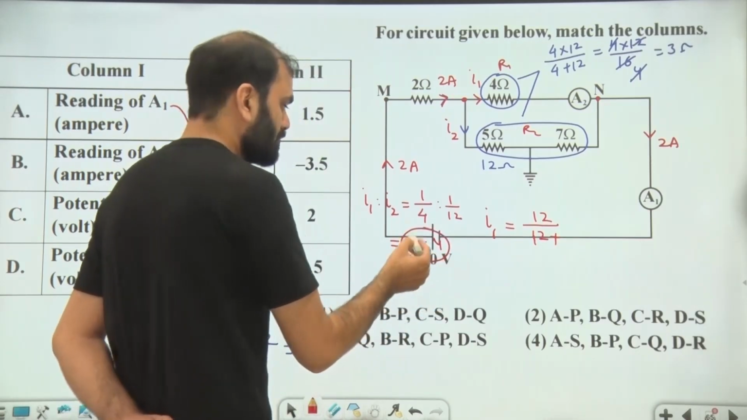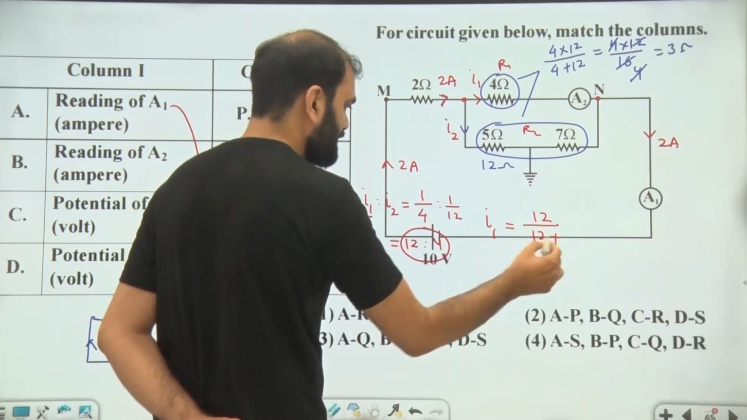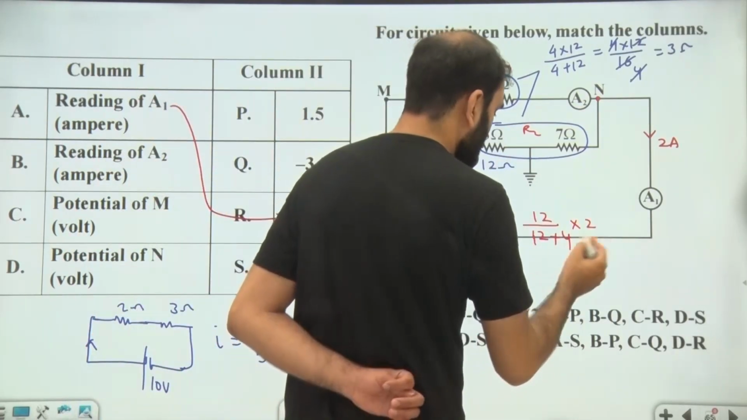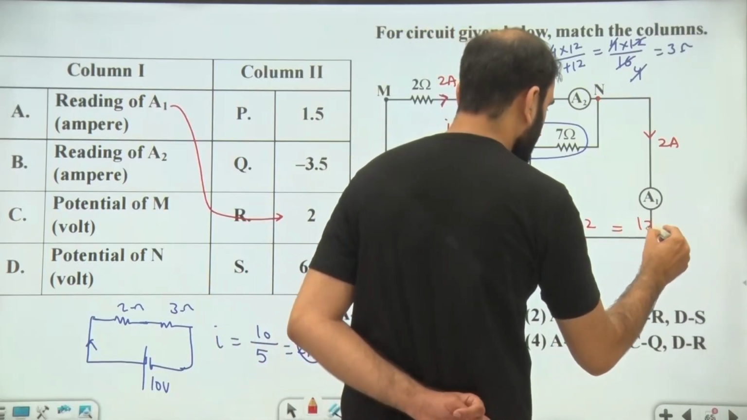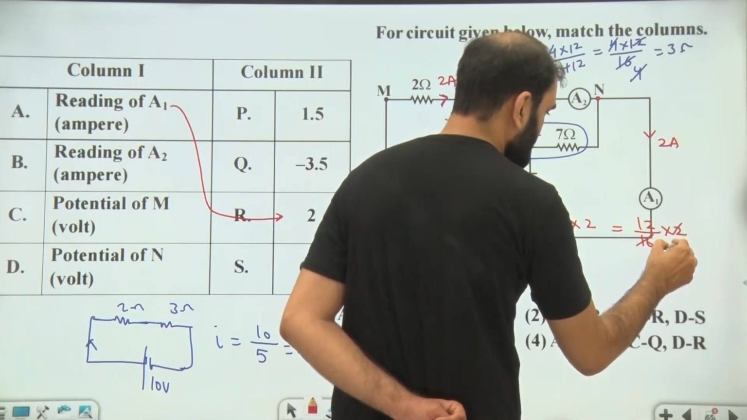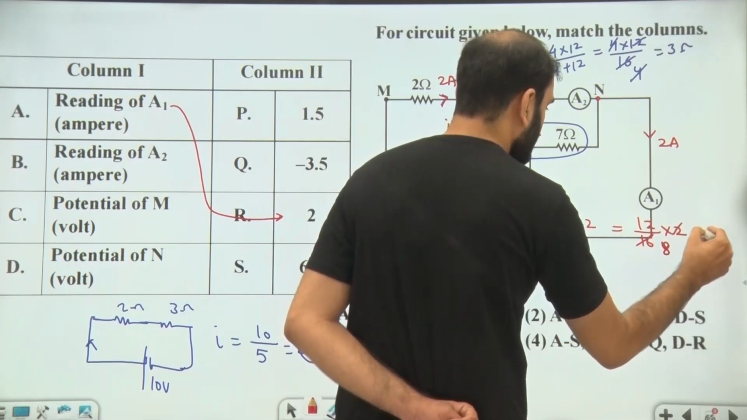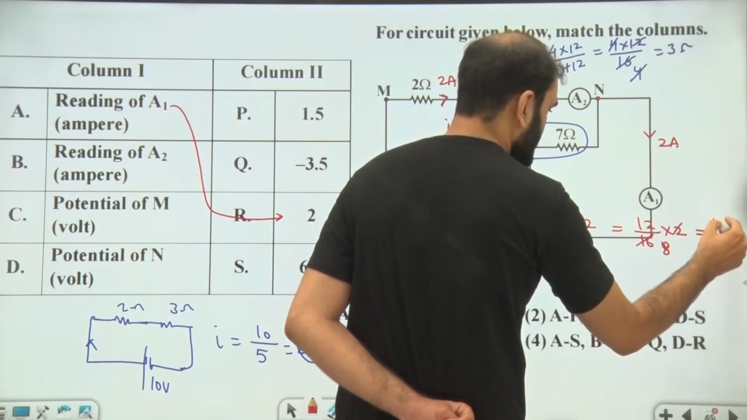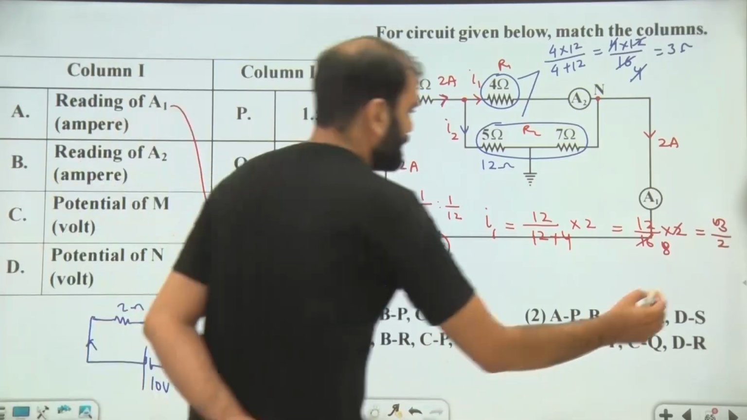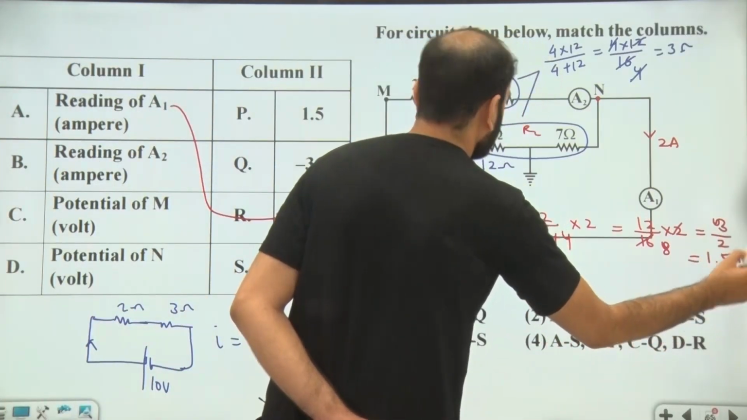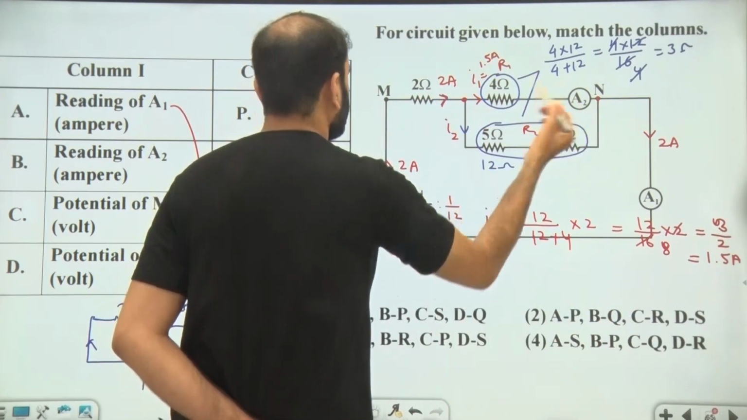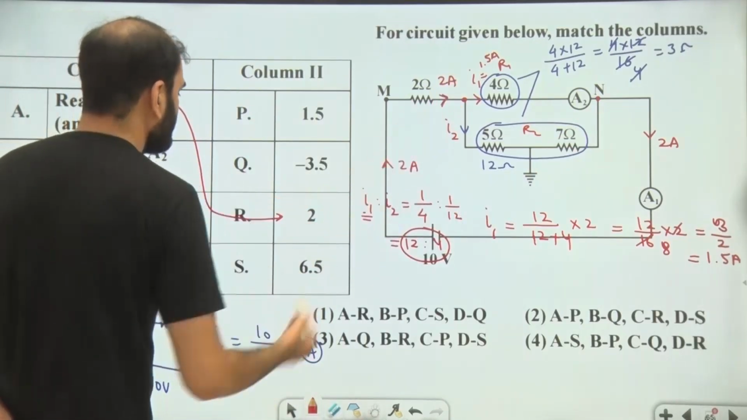Okay, corresponding to I1, the ratio is 12, and the sum of the ratios is 12 plus 4, and the total current to divide is 2. So just dividing this current, I1 is equal to 12 upon 16 into 2. It will cancel out by 4, then by 2, so it will be 1.5. So the current in this branch will be equal to 1.5, and A2 is to read this current, that will be equal to 1.5.